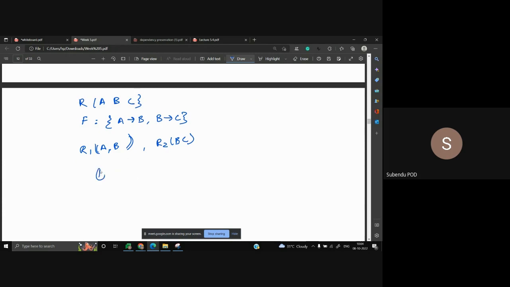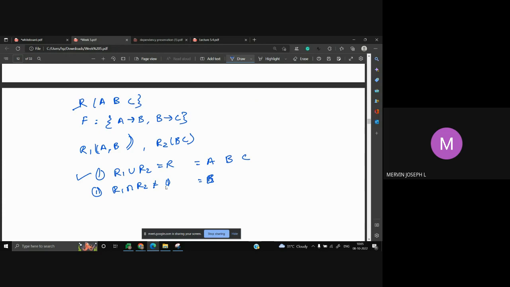So first condition: R1 union R2 equal to R or not. If you take R1 union R2, you will get A, B, C, right? So this condition is true, we get R. The second condition is R1 intersection R2 must not be equal to null, right? So if you do AB intersection BC, there will be B. So this is not null, right?